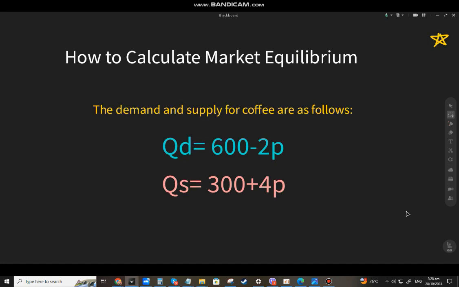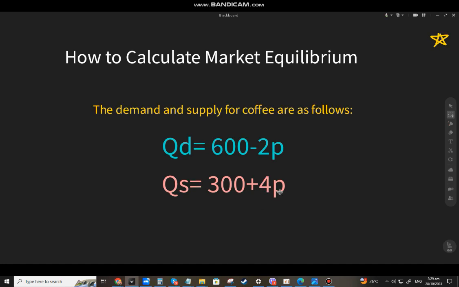So let's start. The demand and supply for coffee are as follows. You may always see this one, the demand and supply of a product. It can be coffee, a cell phone, or anything. And they will give you two equations, QD and QS. These are just examples. For QD, we have a linear equation, which is 600 minus 2p. And for QS, that will be 300 plus 4p.